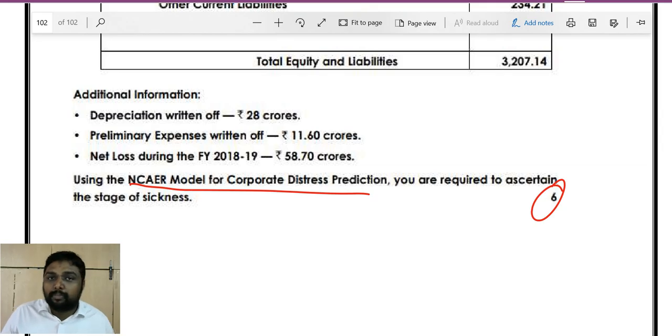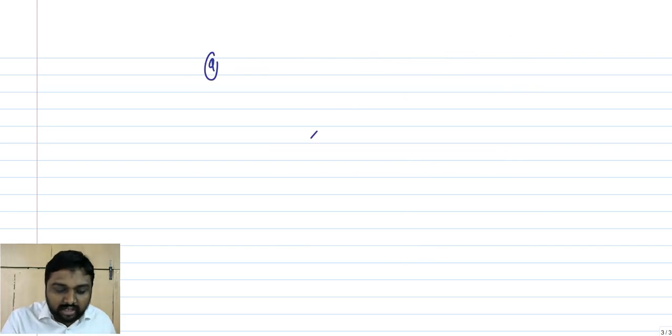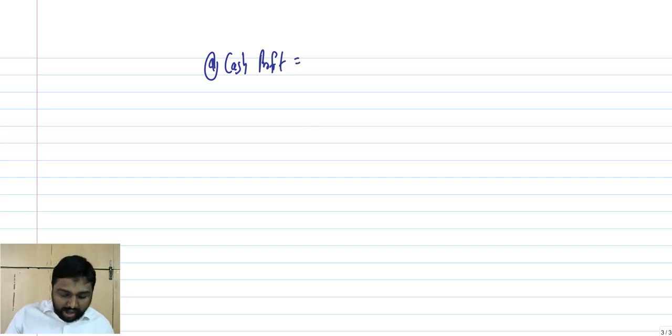SPM is one of the papers where you can score 50 out of 50 if you are prepared strategically. Are you ready? Shall we start? We discussed the last problem in the last class, so we will start with the first item, cash profit.